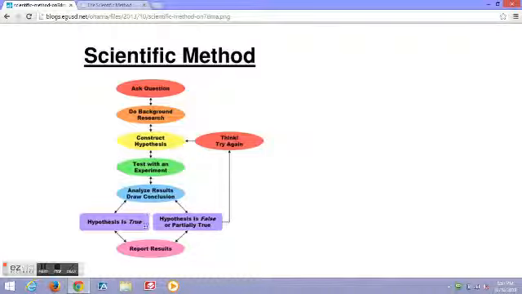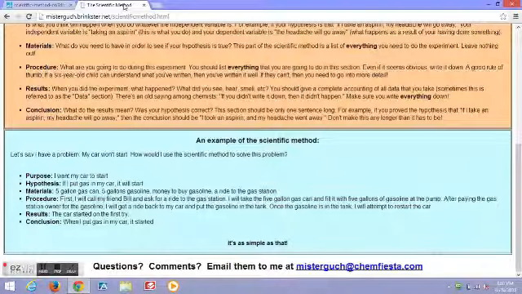So, an example of that would be, let's say I have a problem. My car won't start. So how could you use the scientific method to solve this problem? Well, you start out with your question or your purpose. Why won't my car start? I want my car to start. So, your hypothesis would be, if I put gas in my car, then it will start.